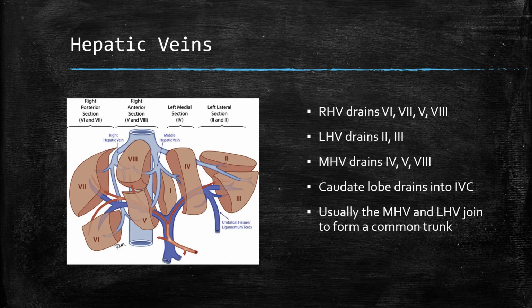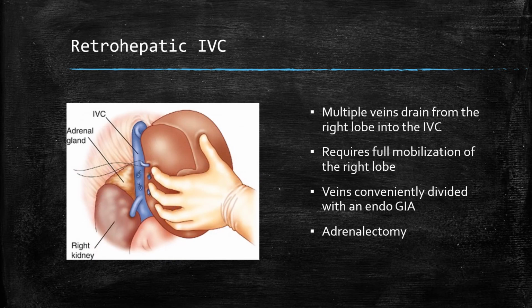As far as how these veins enter into the vena cava, the right hepatic vein essentially always enters as an independent trunk. But the middle hepatic vein and the left hepatic vein invariably join up inside the liver parenchyma and form a common trunk. The caudate lobe drains directly into the vena cava. The right lobe of the liver also has multiple veins that directly enter into the inferior vena cava.